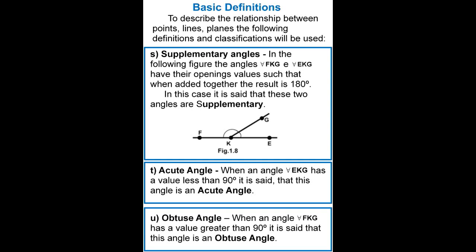The second part of this slide shows the definition of acute angle. By definition, acute angle is an angle having aperture of less than 90 degrees. In the case of figure 1.8, the angle JKE is acute angle. The third part of the slide shows the definition of obtuse angle. By definition, obtuse angle is an angle having aperture value greater than 90 degrees. In the case of figure 1.8, the angle FKG has a value greater than 90 degrees and therefore is obtuse angle.